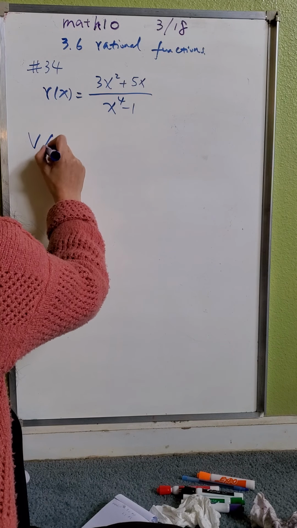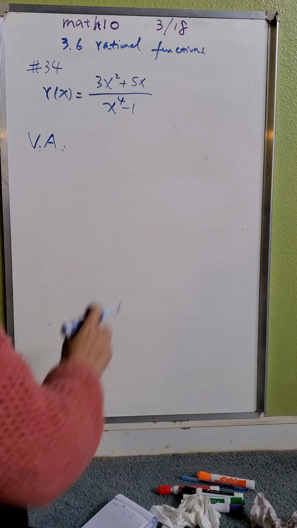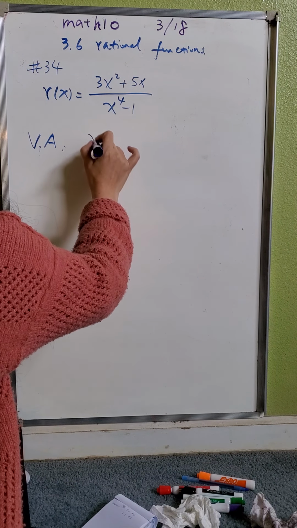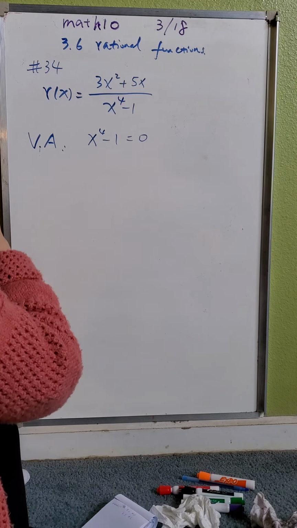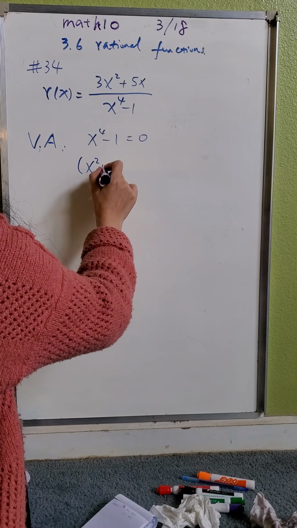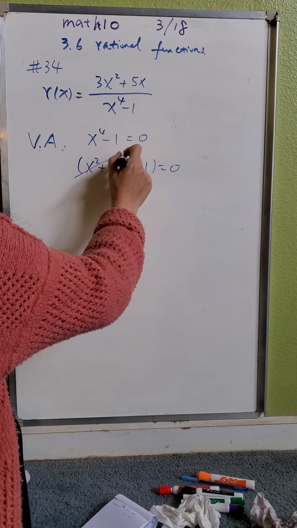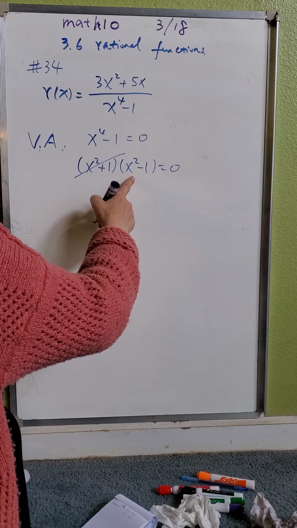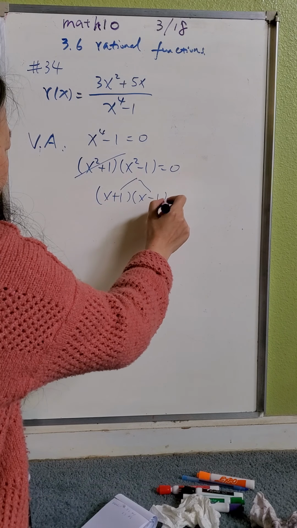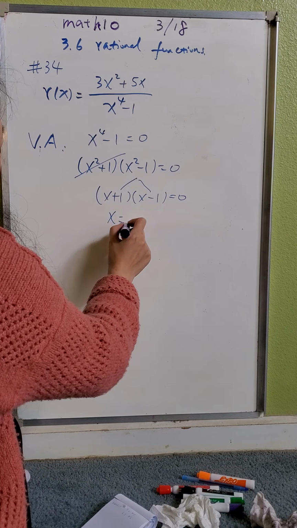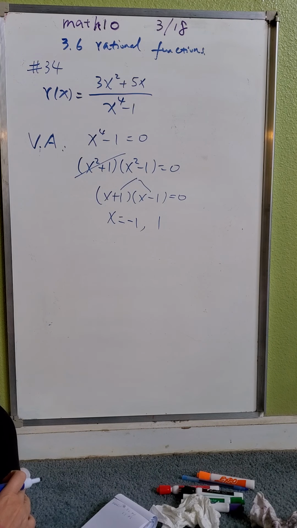So let's go vertical first, the vertical asymptote. We're going to let the denominator equal 0, so x to the 4 subtract 1 equals 0. Then we factor this into x squared plus 1 times x squared minus 1 equals 0. The x squared plus 1 factor never equals 0, so you can cross it out. The other one you can continue to factor, making it x plus 1 times x minus 1 equals 0. Then x equals 1 and -1, so you get two vertical asymptotes.